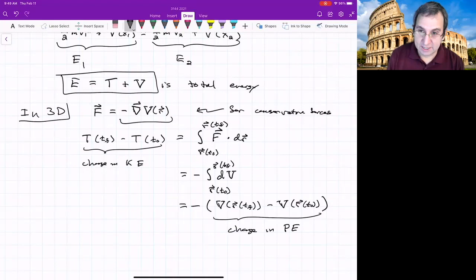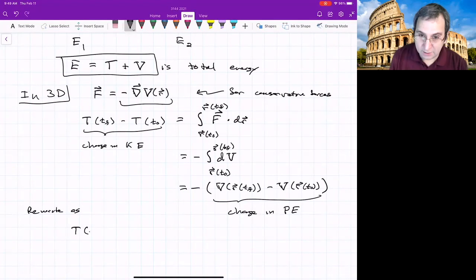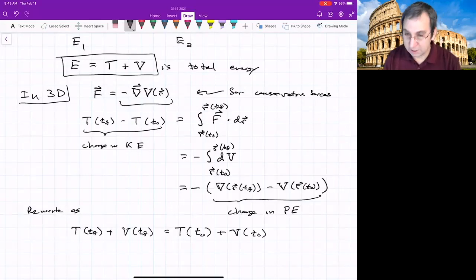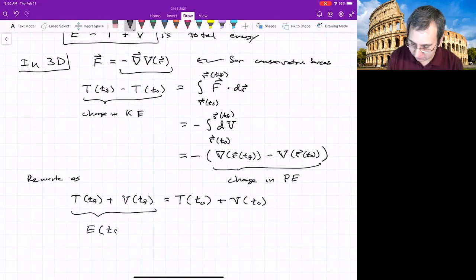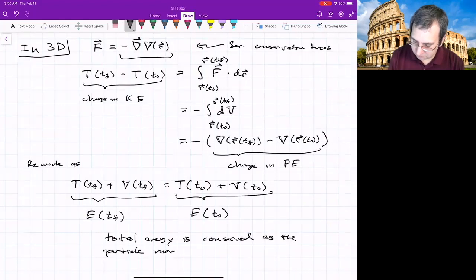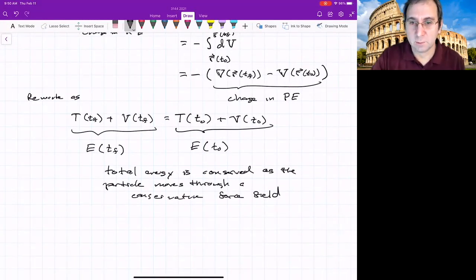So the change in kinetic energy, from the final time minus the initial time, is the negative of the change in potential energy. Or we could rewrite it in terms of total energy. Kinetic energy at the final time plus potential energy at the final time is equal to kinetic plus potential energy at the initial time. Call that capital E, total energy. So total energy is conserved as the particle moves through a conservative force field. So for example, gravity. There are other situations too, but gravity would be the main one that we care about.